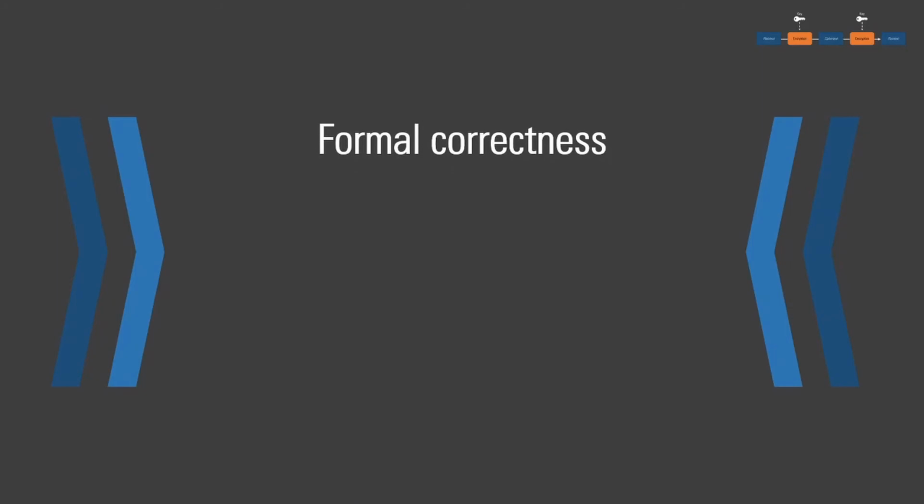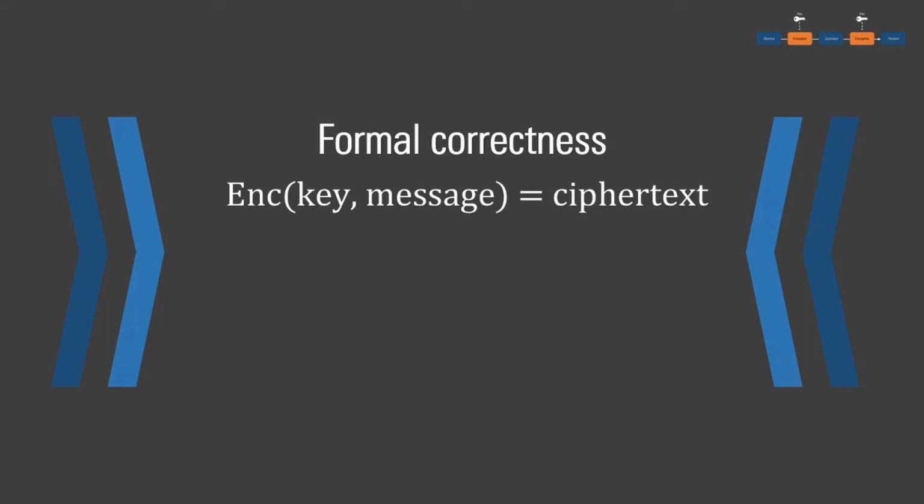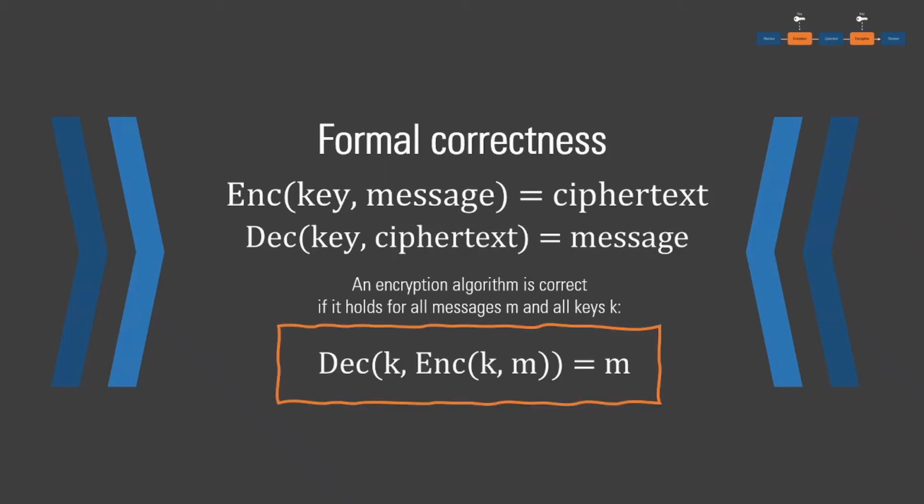The abbreviation ENC stands for our encryption function, which takes our message and the key as inputs and outputs the resulting ciphertext. Following the same logic, DEC is our decryption function, with key and ciphertext as input and the message as output.